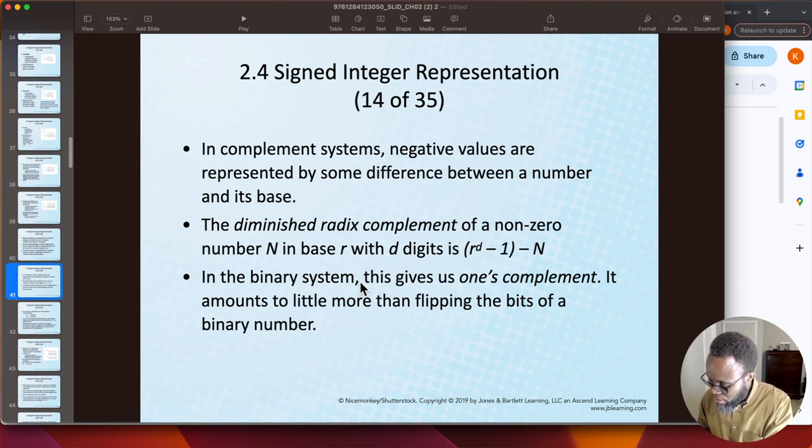Yes, so the 1's complement. In page 74 of your textbook, it talks about the 1's complement, and this is where this formula comes in. So if you have a number n in base r with d digits, it's represented by this formula, and in your textbook on page 74, it gives you some examples. Okay, so this is what is known as, what does the textbook say? I think this is what is known as the 1's complement.